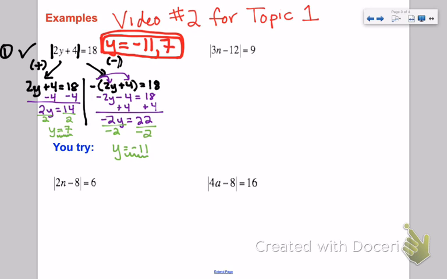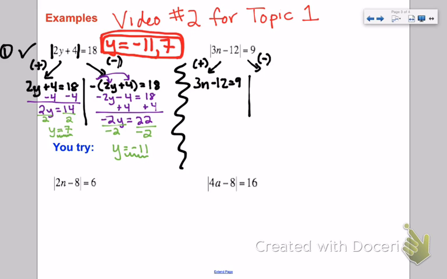Let's check out the next one. Again, step 1, we don't have to do it: the absolute value bars are alone by itself on the other side of the equation, so we can split up into our cases. Positive case on the left, negative case on the right. Positive case, all we do is drop our absolute value bars. Negative case, we put what's inside in parentheses and put a negative outside of it.